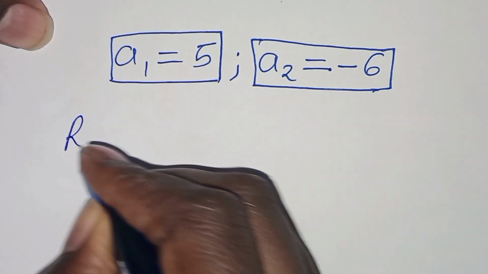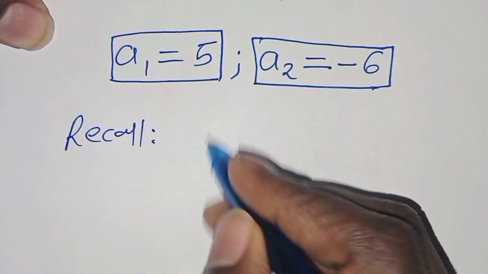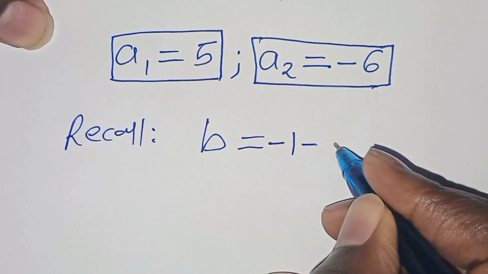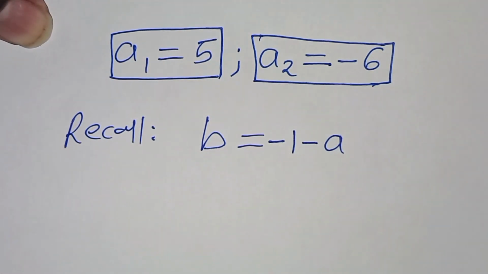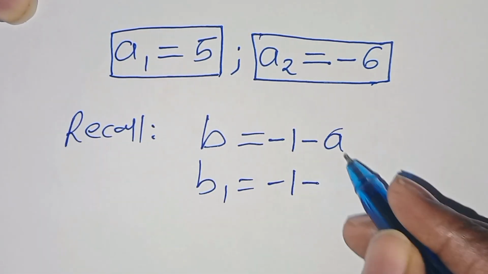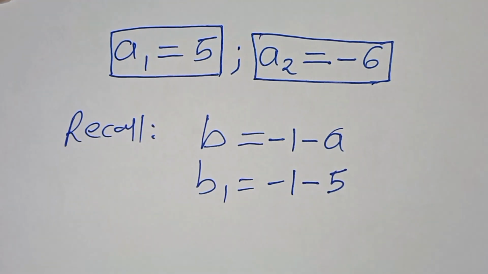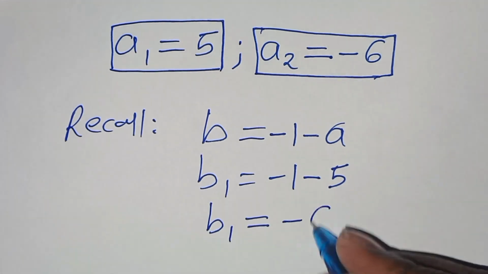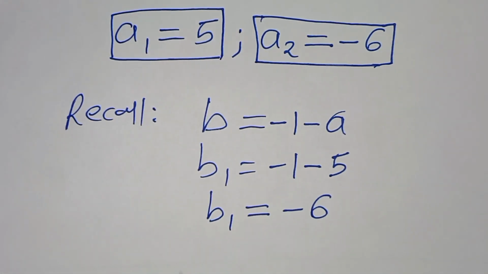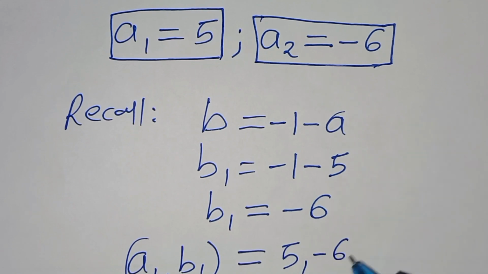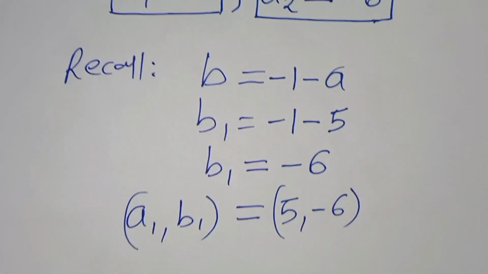So if you recall here, we had that b is equal to minus 1 minus a. So let's substitute the first, so that b1 here is equal to minus 1, subtract a1. a1 here is 5. So that implies that b1 is equal to minus 1 minus 5, this is minus 6. So that means that the first set of solution, that is a1, b1, is equal to 5, negative 6. This is the first set of solution.